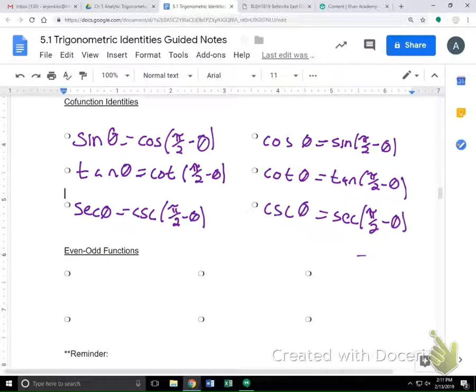Okay, after that, we have even and odd identities. We have definitely talked a lot about this. You should be able to fill them all out for the most part, but I will fill them out as well. So you have sine of negative theta equals negative sine of theta.